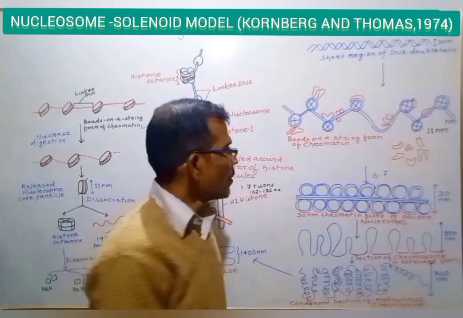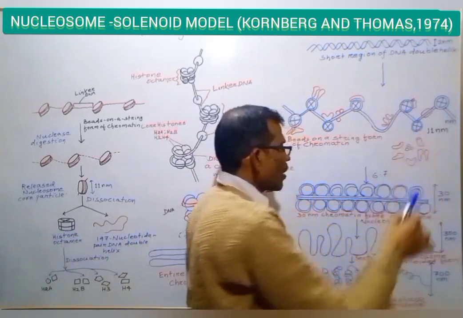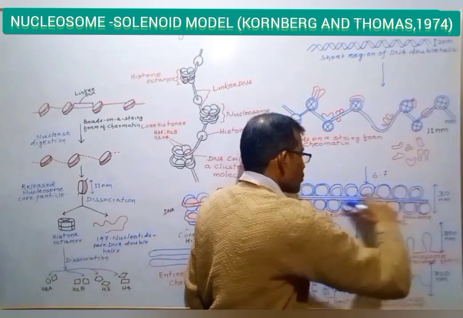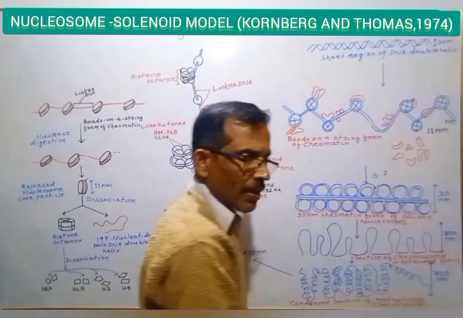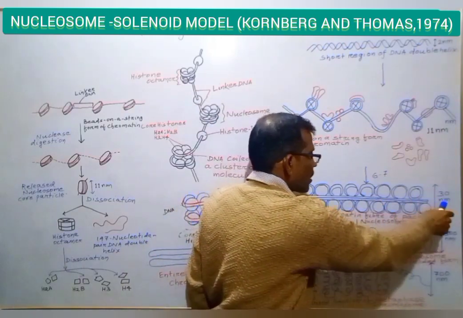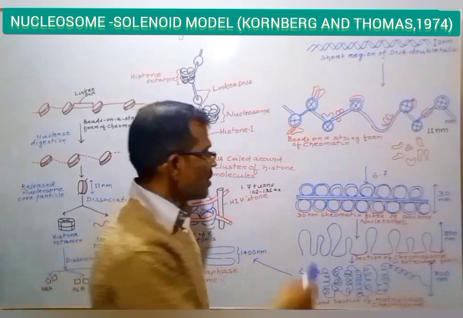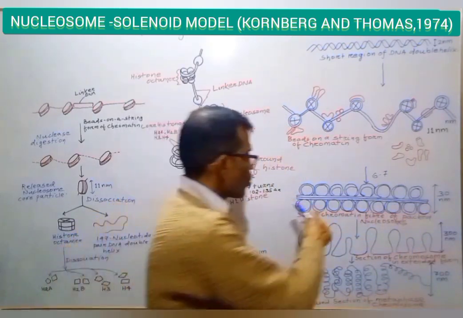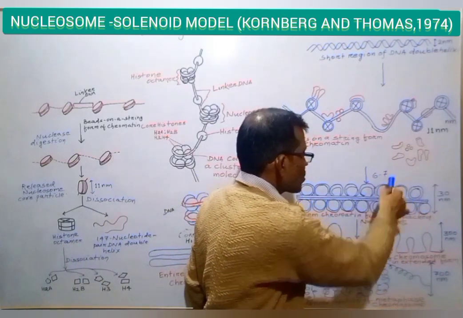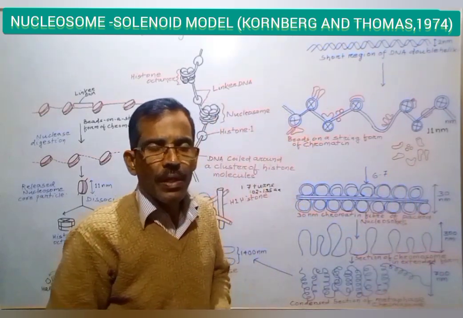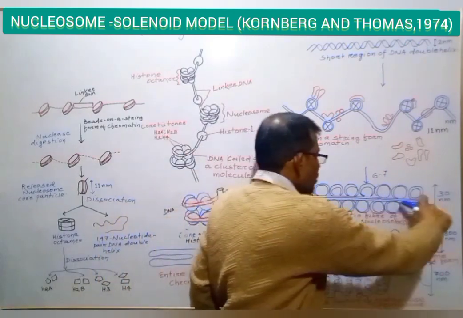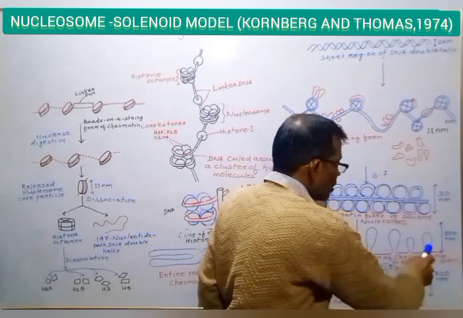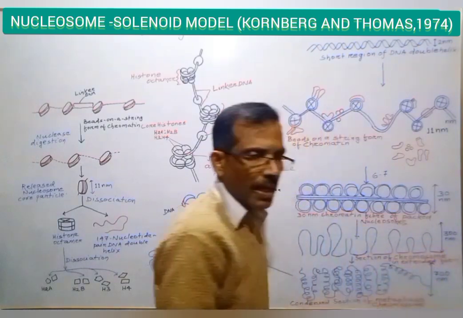In the next step, the 11 nanometer thick chromatin fiber is further coiled to form a specific structure called a solenoid. The solenoid structure is 30 nanometers thick. It is a chromatin fiber of packed nucleosomes. The solenoid structure has 6 to 7 nucleosomes per turn. In the next step, the solenoid is further coiled to form the super solenoid, which is 300 nanometers thick.